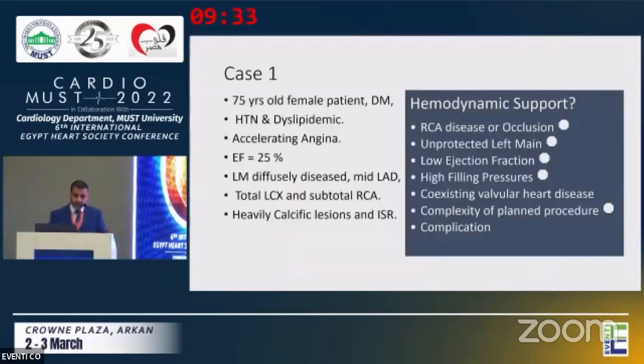Let's take a case for illustration. This is a 75 years old female patient, diabetic, hypertensive, presented with accelerating angina, ejection fraction 25. She has a multivessel disease: left main, mid LAD, total LCX, and subtotal RCA. So this case is covering most of the items in patients that need hemodynamic support. So I have ordered an intra-aortic balloon, which was the hemodynamic support available.